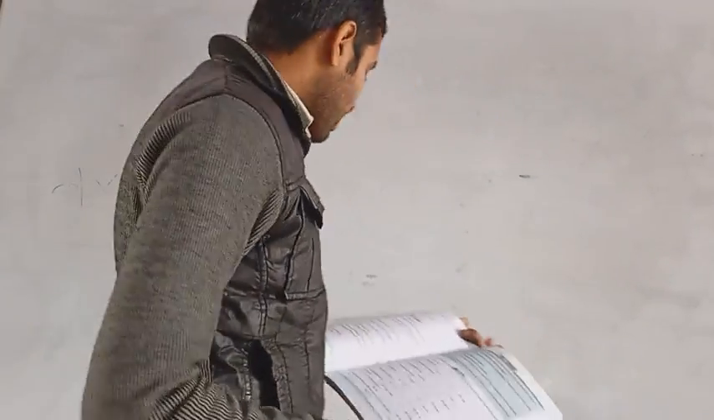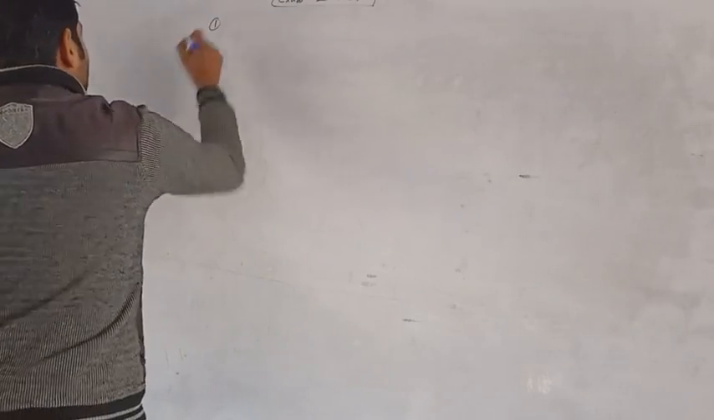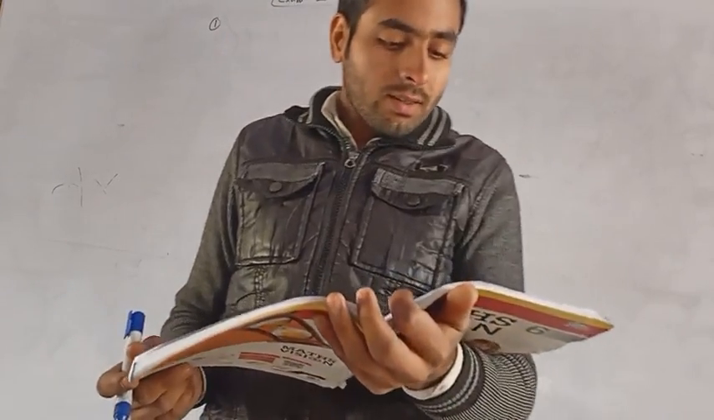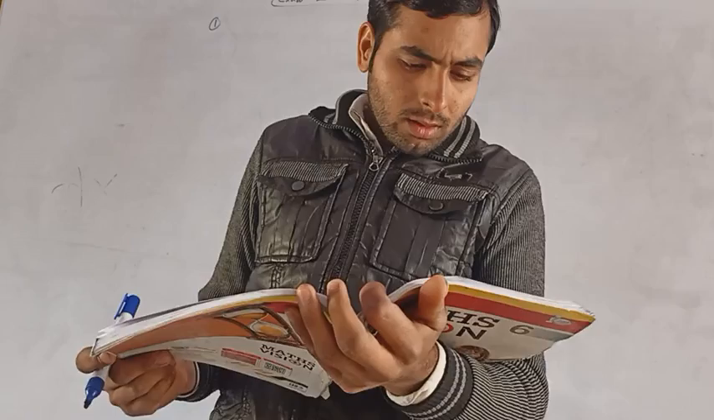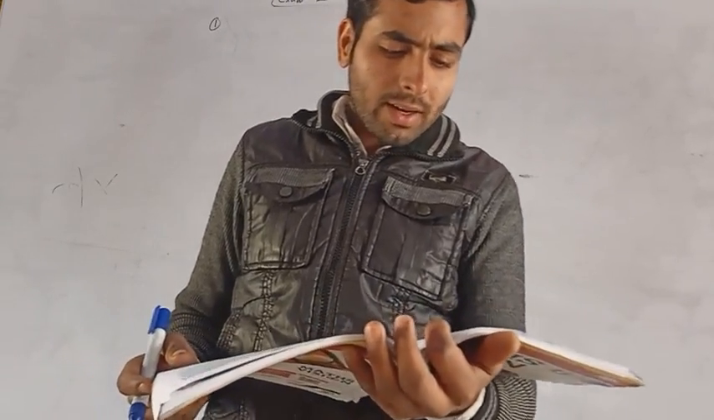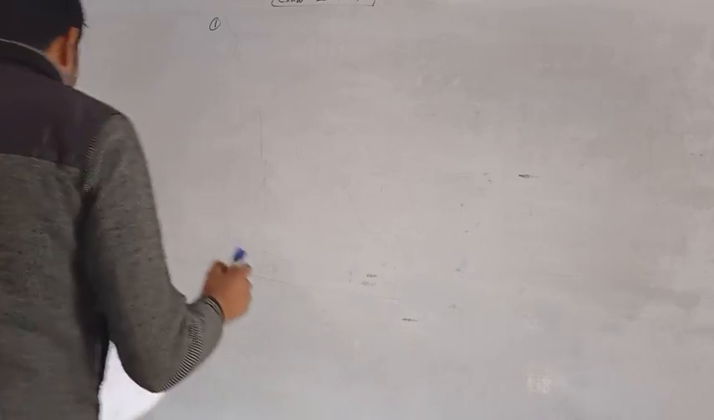Here in this exercise we have problem number 1. 20 tons of iron cost rupees 6 lakhs. Find the cost of 560 kilogram of iron. So first of all, here we have 20 tons of iron.